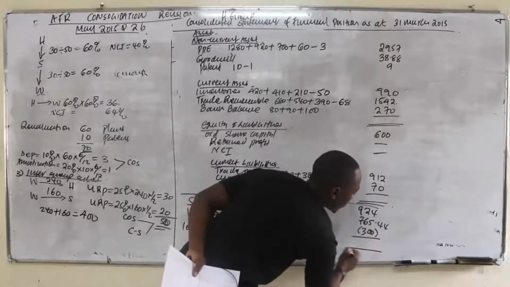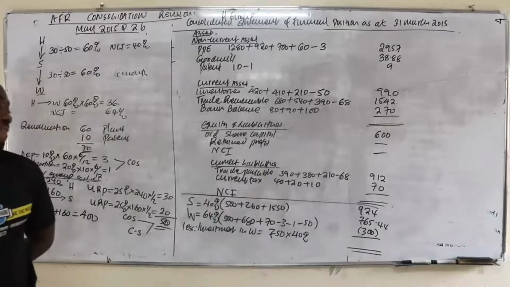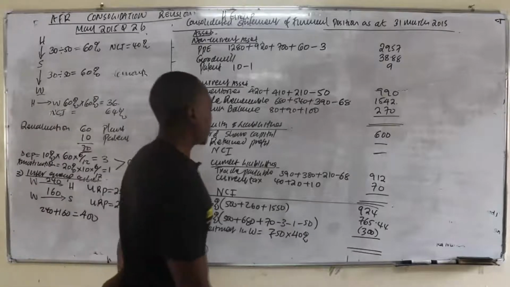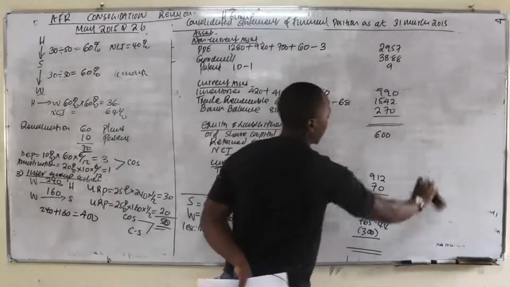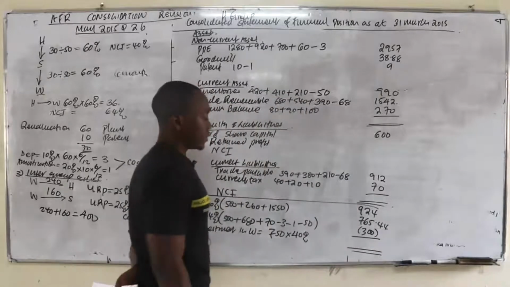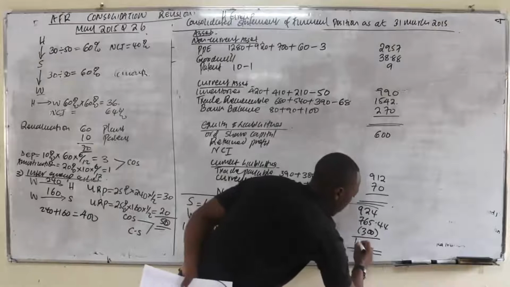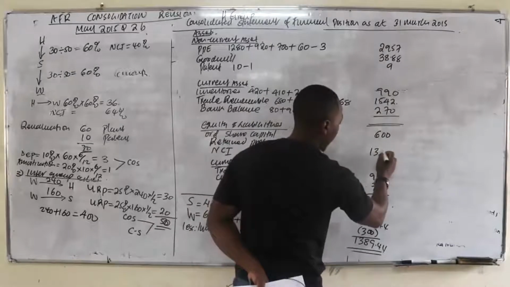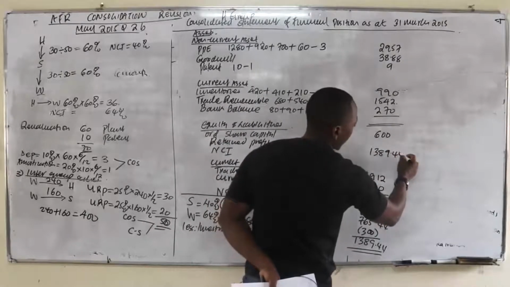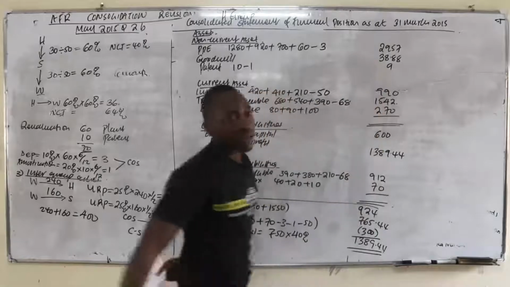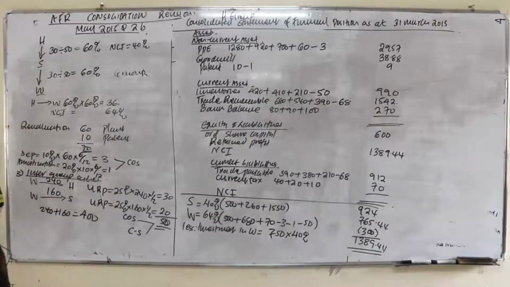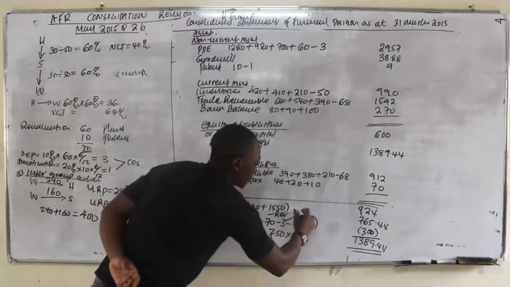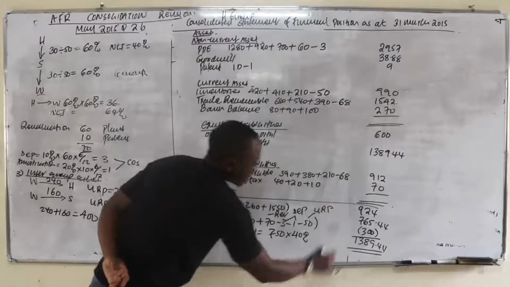Now give me the value of NCI. 1389.44. So under NCI, we had 1389.44. Now, can you add the total assets? Add the total assets. So this was revaluation. This was depreciation. This was unrealized profit.